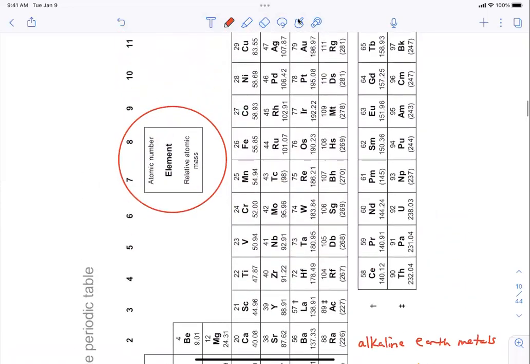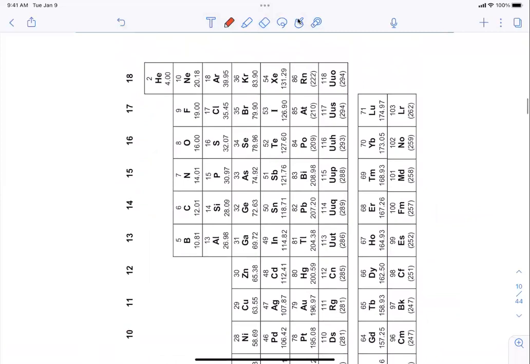Okay. Now, over here, there's 2 major ones as well. There is the halogens, group 17, and then your noble gases, which are group 18. So I would know the names of those specific 4 groups on the periodic table.